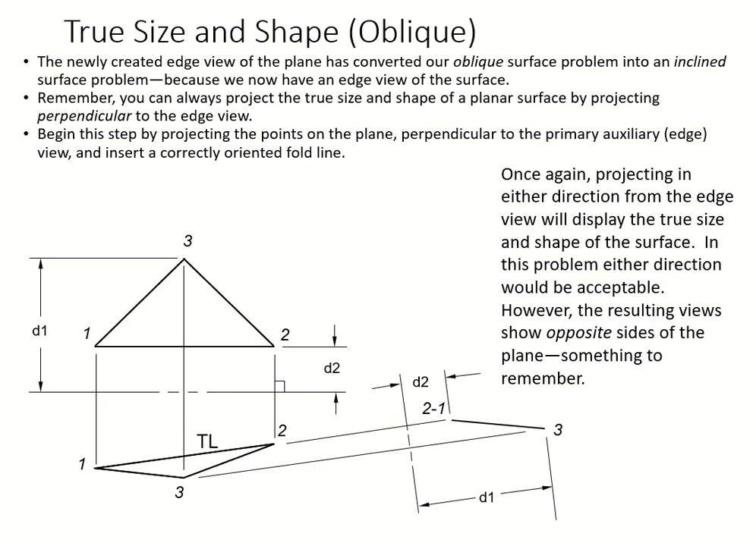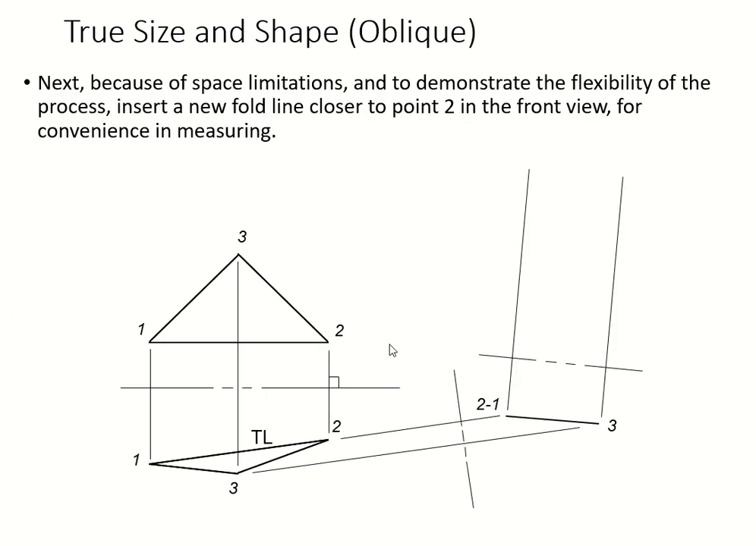continue. Then we're gonna recall our rule. Every time you have an edge view, you can project in this direction or this direction. It doesn't matter which direction you project, you will get the true size and shape. I'm projecting to this side because I have more space here. I don't have a lot of space right there. So I'm gonna project straight.